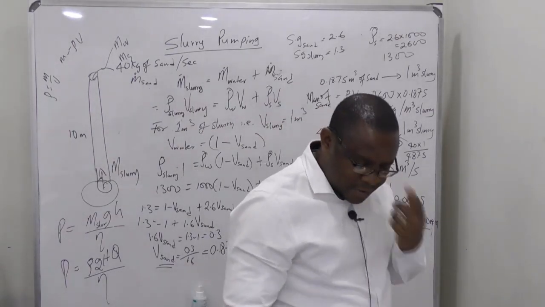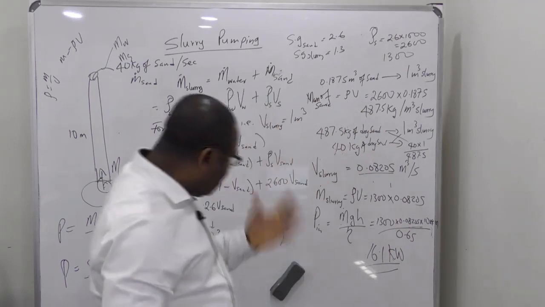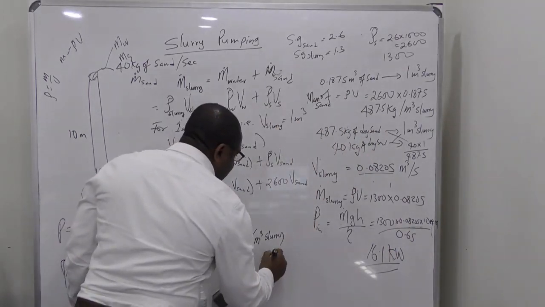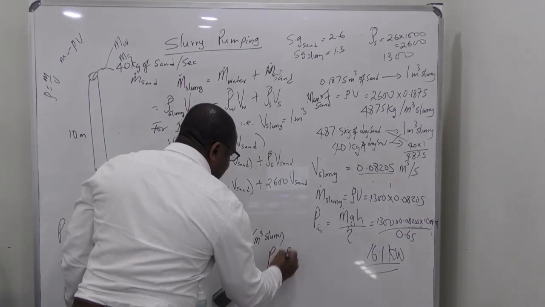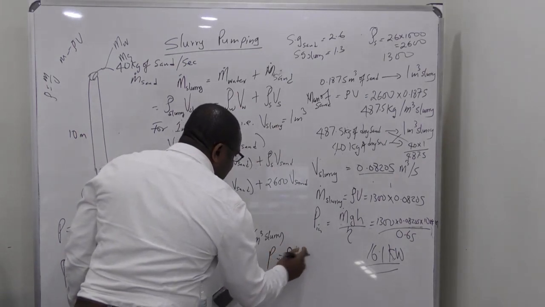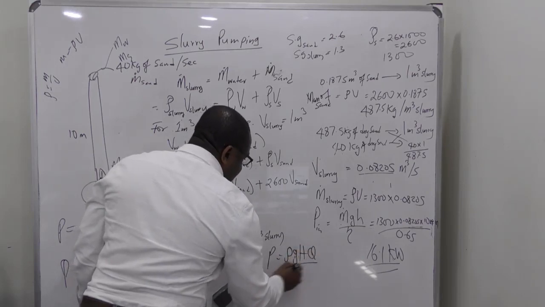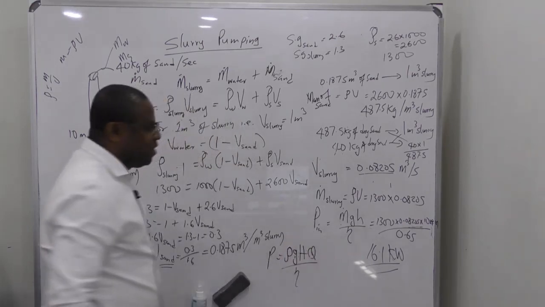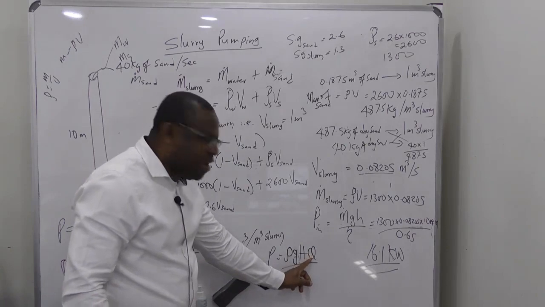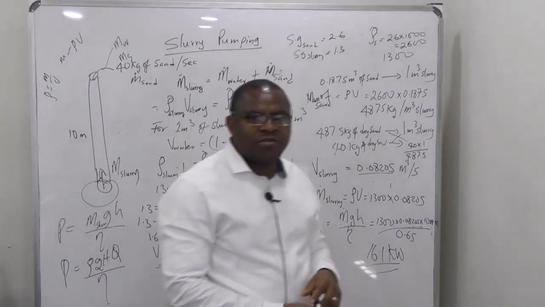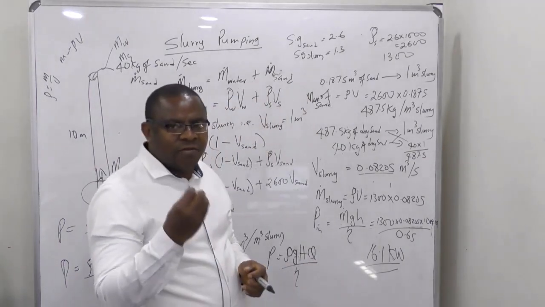All right. If you don't want to use this, you can use power is rho gHQ over efficiency. So we must calculate this. What is this? Well, this is a volume flow rate. So you can easily calculate the volume flow rate.